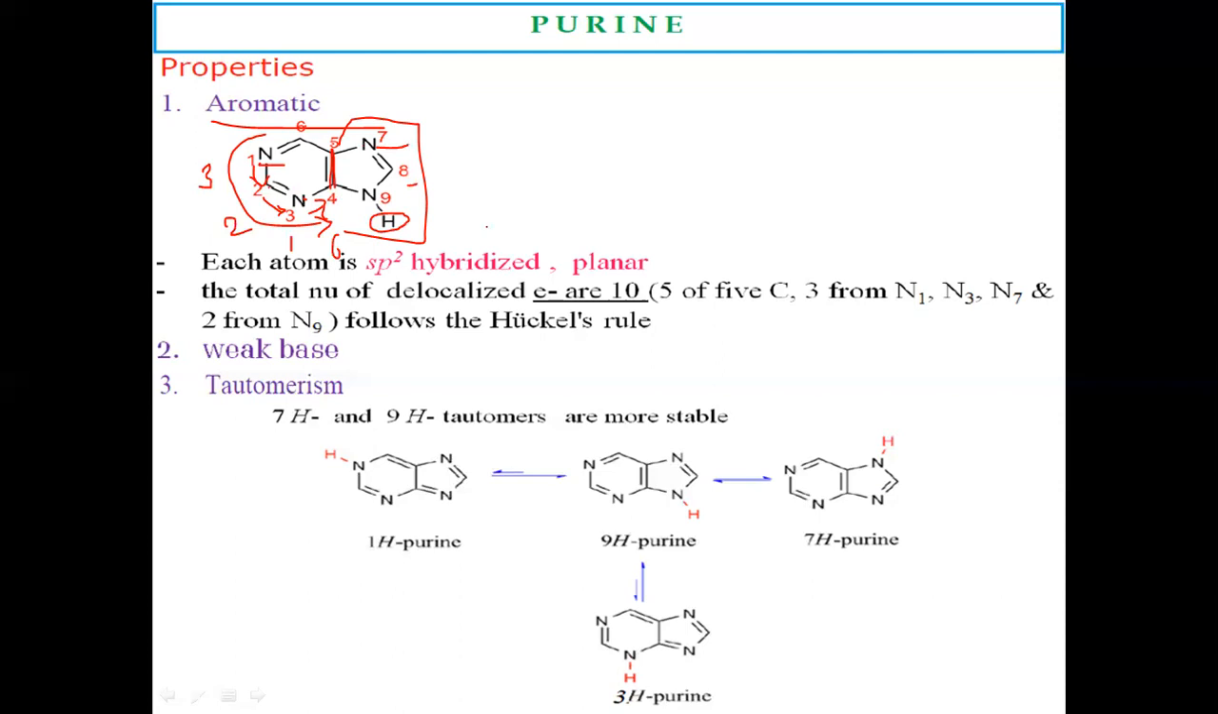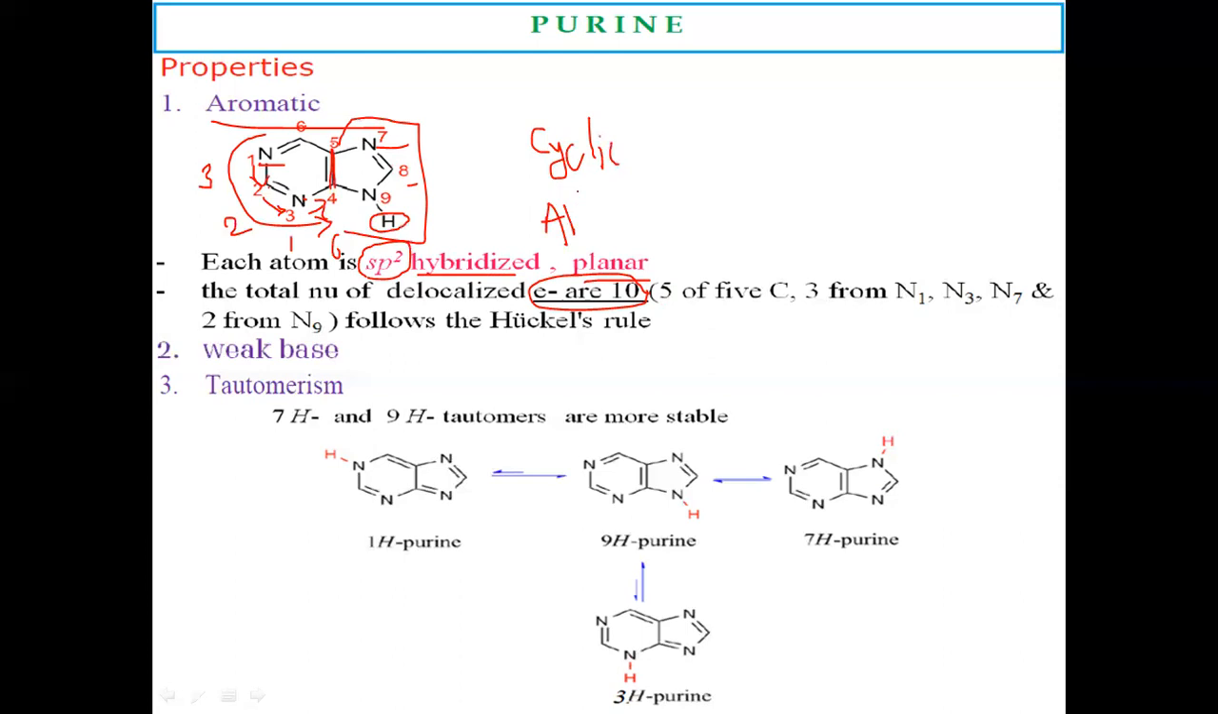The numbering starts from the six-member pyrimidine moiety, then moves to 7 and 8, and 9 goes to the imidazole-containing ring. In purine, all the atoms present in the purine rings are sp2 hybridized, and the ring is planar in nature. In purine, the number of delocalized electrons is 10. As per the aromatic criteria, the compound should be cyclic in nature. Yes, purine is cyclic in nature.